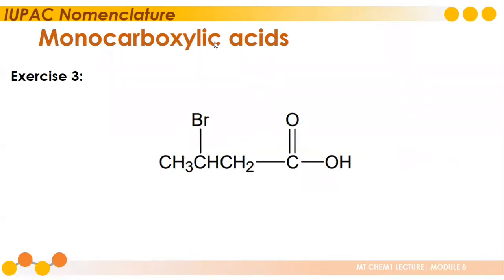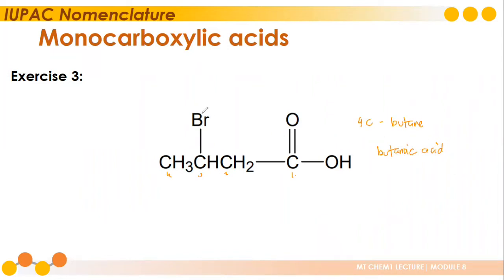For this one, again, locate the carbon of the carboxyl group, which is this one, and label it as number 1. And then locate the longest chain. This is also, again, a linear chain. So we have 1, 2, 3, 4 carbons. So this is a 4 carbon length chain, which is now butane. Dropping E, changing it with oic acid, it becomes butanoic acid.